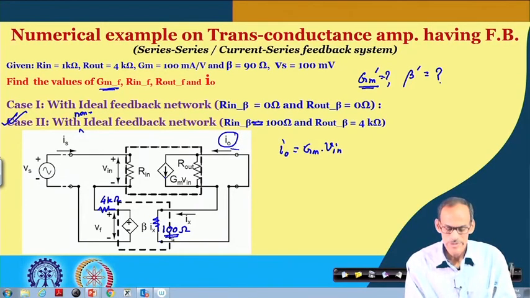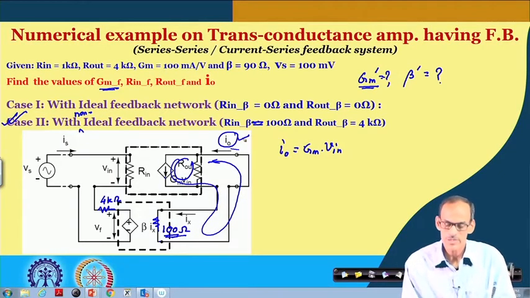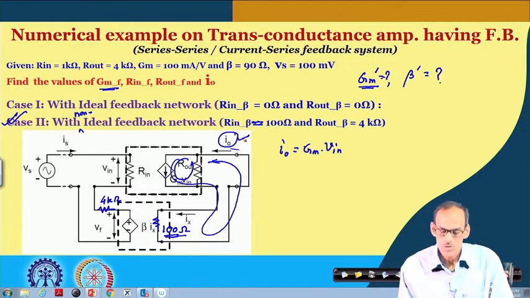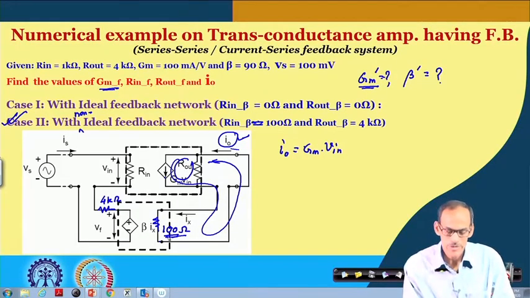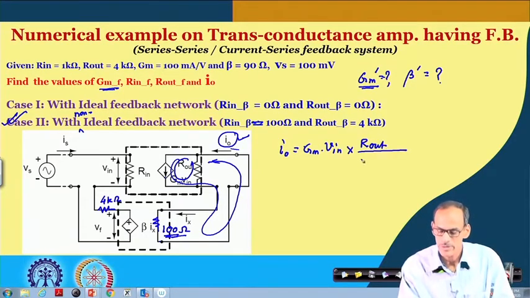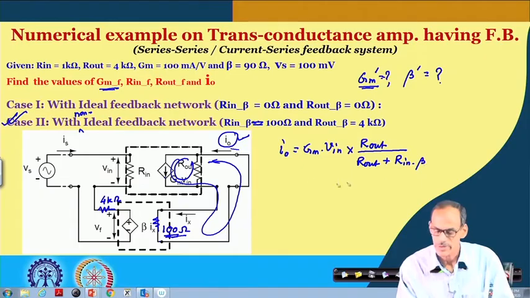Now, in presence of this resistance, this current is getting segregated. One part is flowing through this, the other part is flowing through this one, and whatever part is flowing through this gives us this I O. So, to get this I O in presence of this resistance, we need to consider this factor, and that is R out divided by R out plus R in of the beta network.